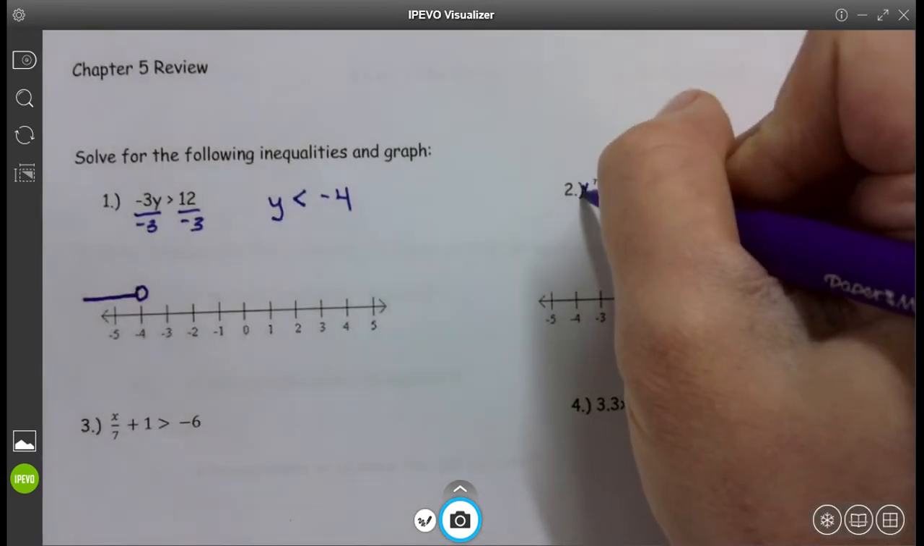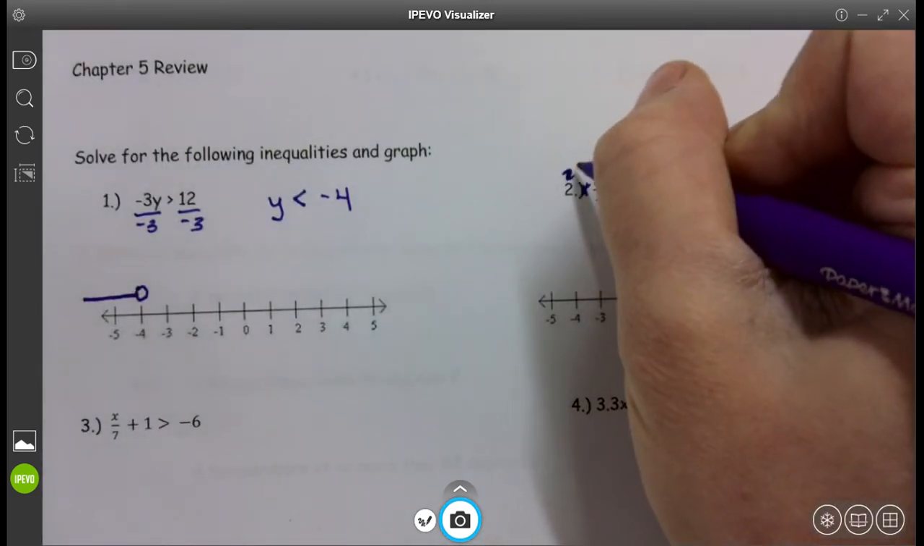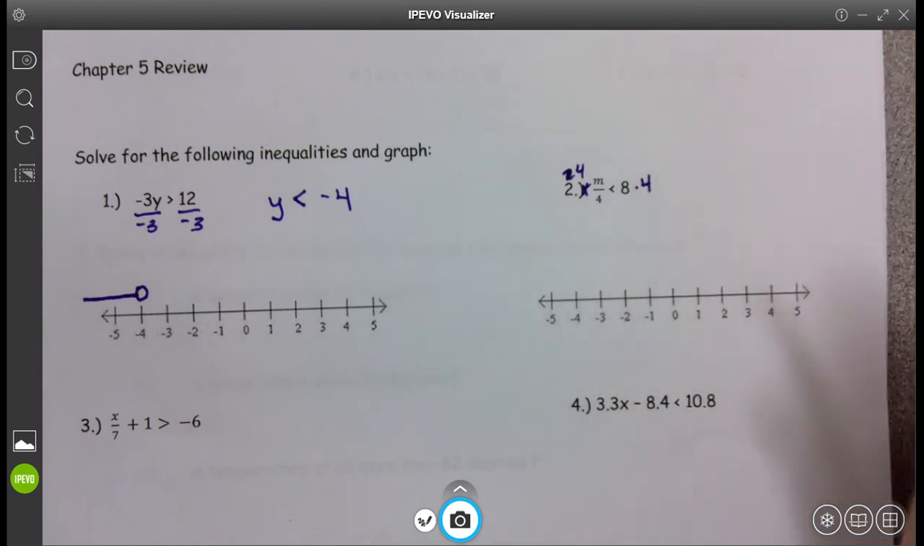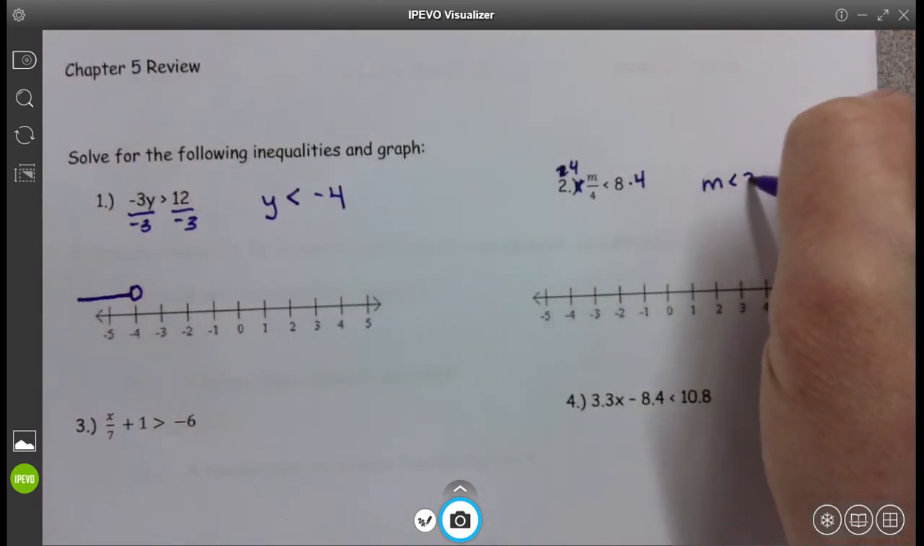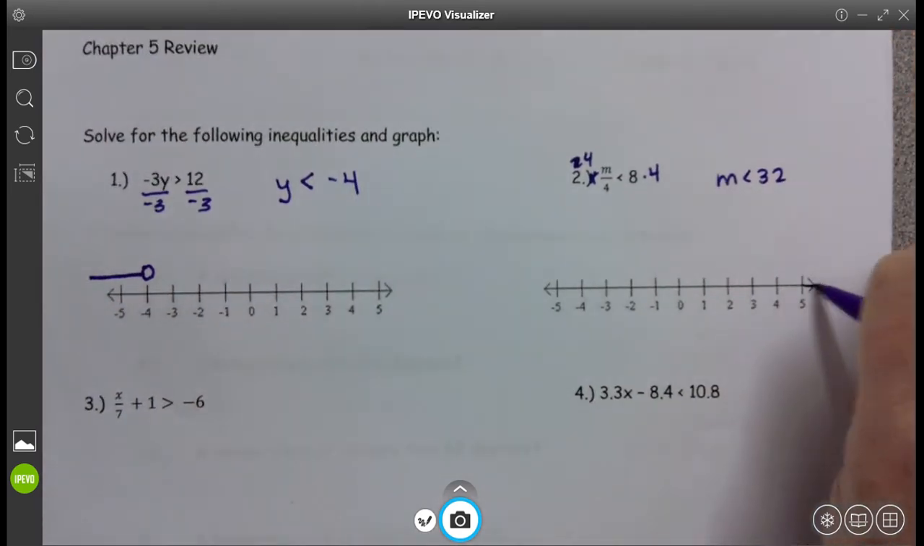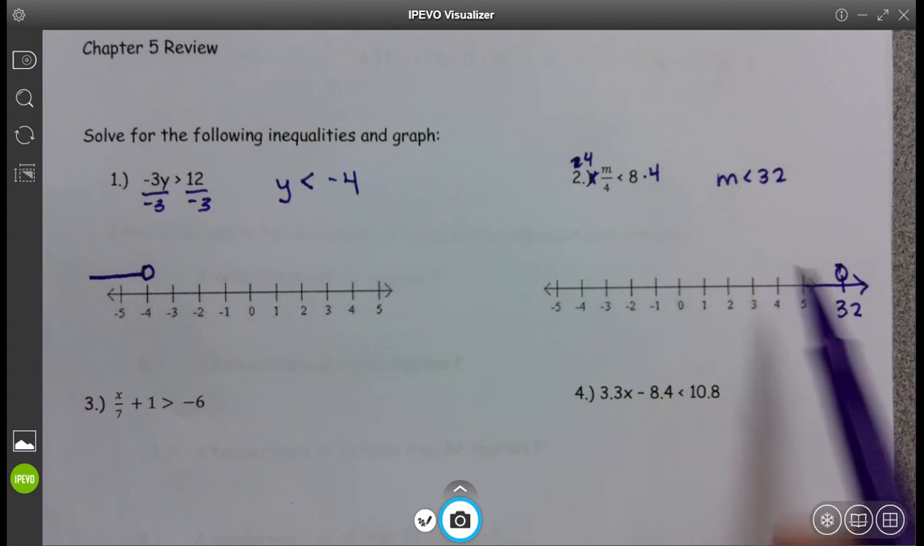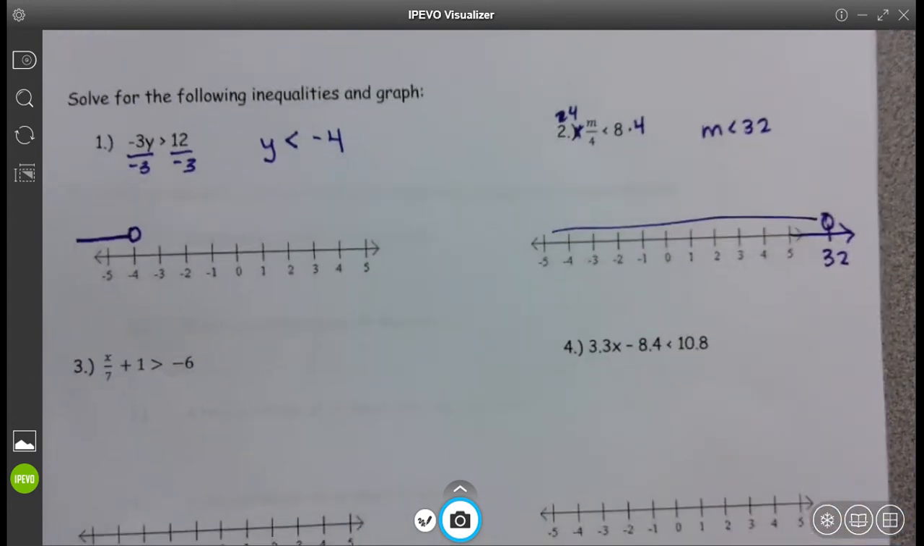Number 2, we're going to multiply both sides by, not 2, I'm sorry, 4, because it's currently being divided. M is now less than 32. We don't have 32, so let's extend the line, put a 32 on it, and it's an open circle, and we are everything less than 32.